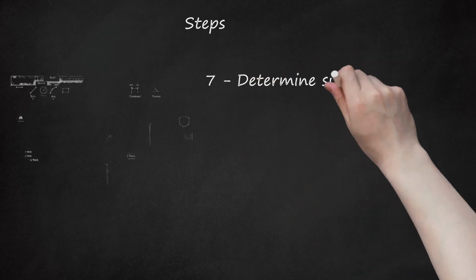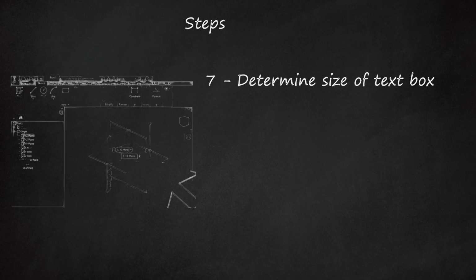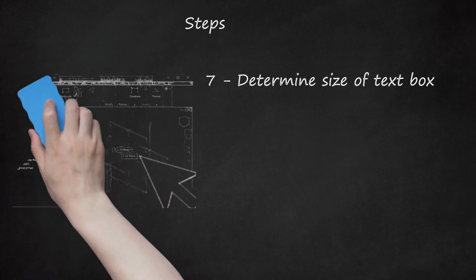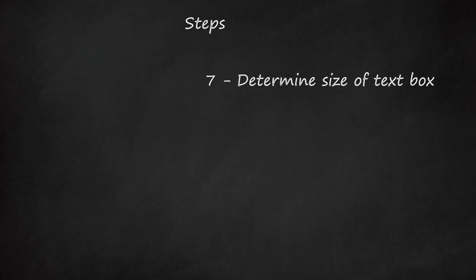7. Determine size of text box. Once the text command has been started, you must now select where on the part face your text will go and how big of an area you would like your text to cover. On the part face, left-click and drag a box to the size of text area you would like to cover.